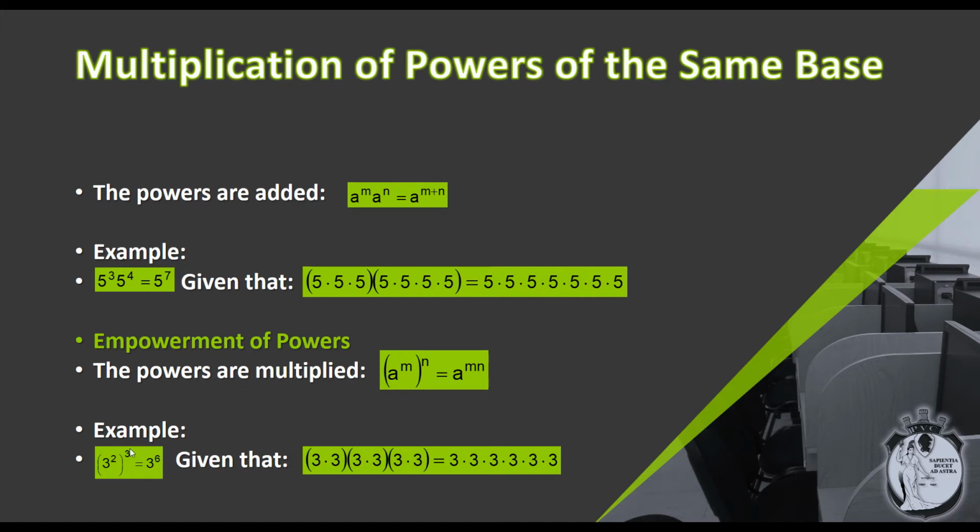For example, here you have 3 squared and the whole expression cubed. You need to multiply the exponents. Why? Because it's like 3 squared times 3 squared times 3 squared, so you need to multiply the exponents.